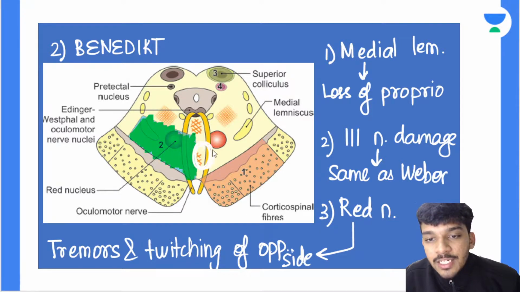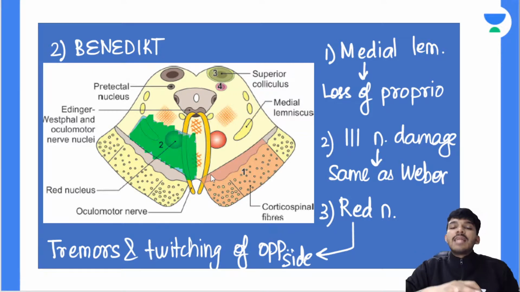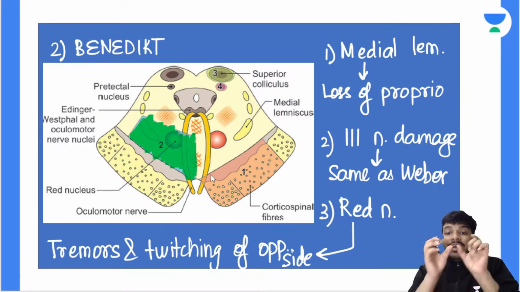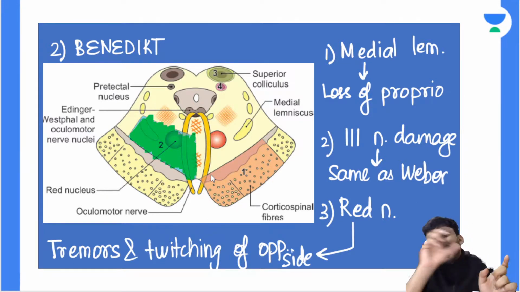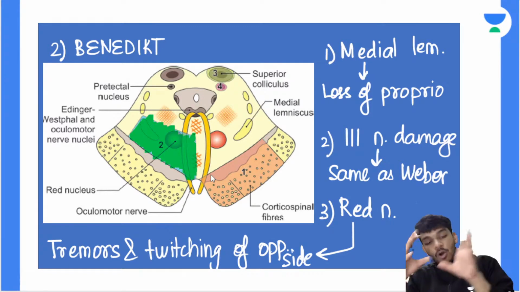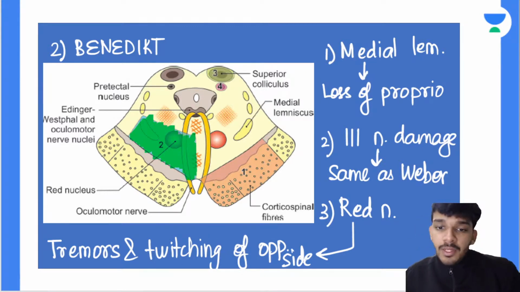Decussation was happening in this region, right? So the nucleus is damaged. That is why it affects the contralateral rubrospinal tract. The left red nucleus gives rise to the right rubrospinal tract. So that is why you will have tremors and twitching of the opposite side. Okay? Opposite side.